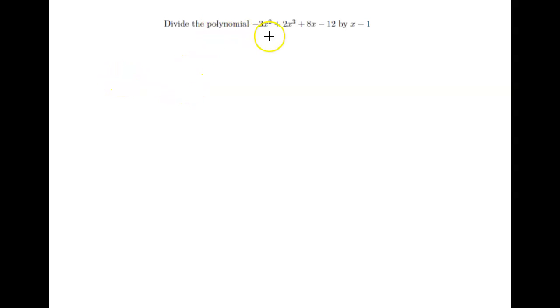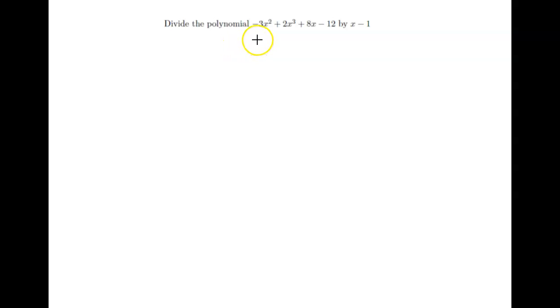So we've been asked to divide this polynomial by this binomial. Now, the first thing we have to make sure is that this polynomial is in proper descending order, which it is not. So this is my highest exponent here, and it's not out front. So I'm actually going to first rewrite this polynomial in the proper order.